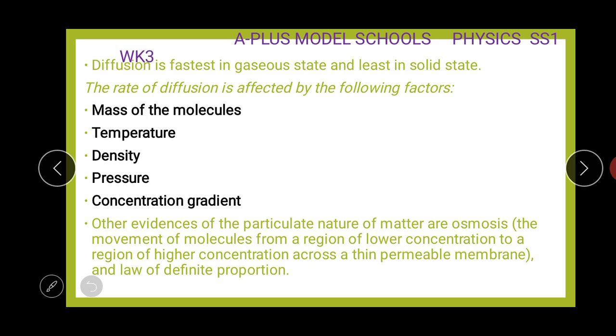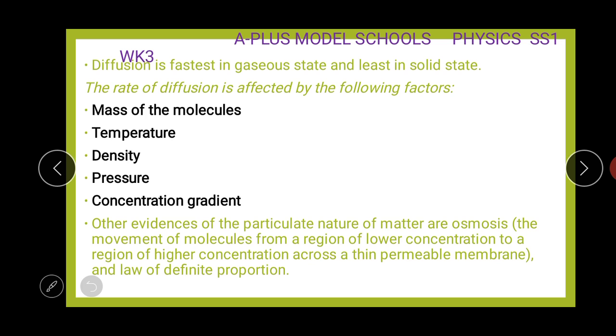That's the difference between osmosis and diffusion. We must have been taught about this in biology. Osmosis is the movement of molecules from a region of lower concentration to a region of higher concentration across a thin permeable membrane. And the law of definite proportion also talks about the particle nature of matter.